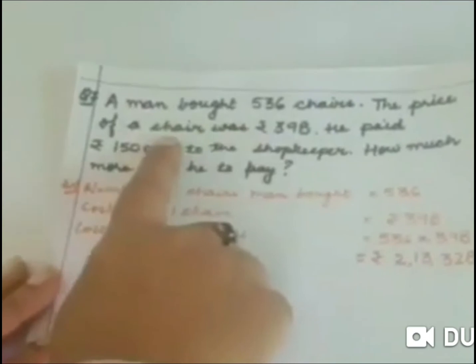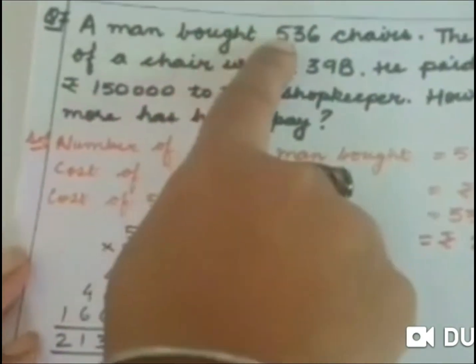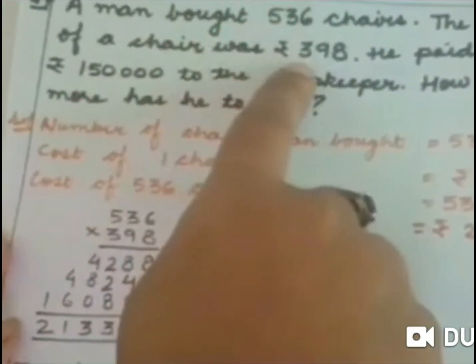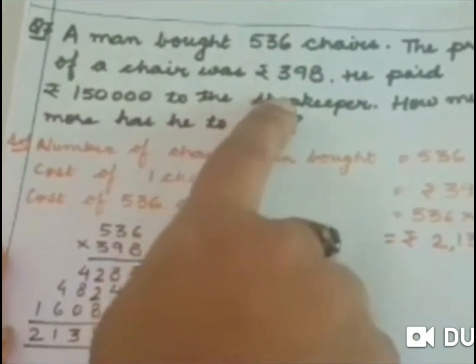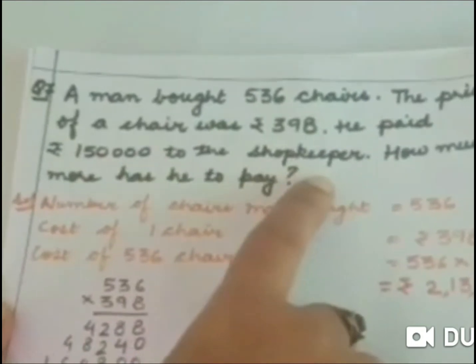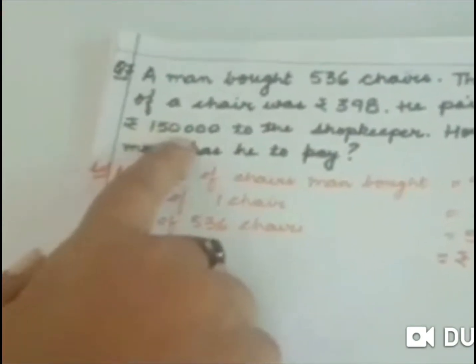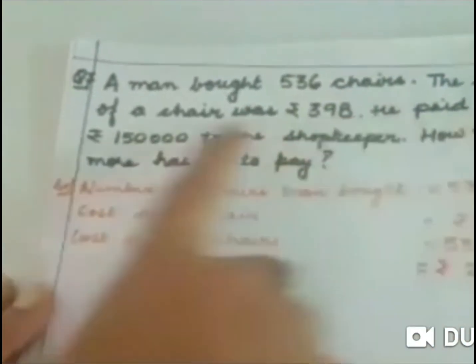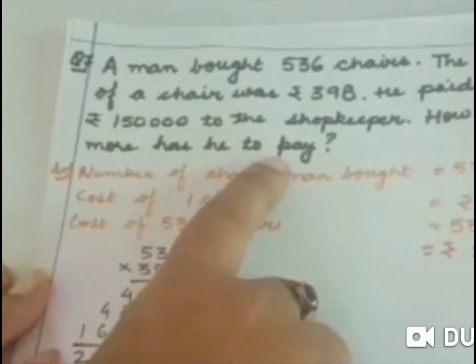It means that the cost of one chair was 398 rupees. Now he had bought 536 chairs and the cost of one chair was 398 rupees. From the total amount that he had to pay to the shopkeeper, he had paid rupees 1,50,000. How much more does he have to pay?